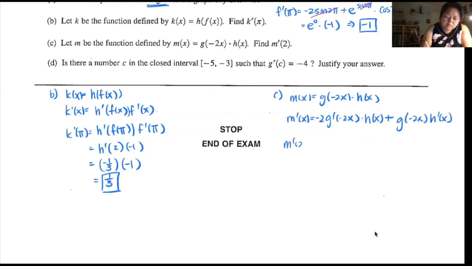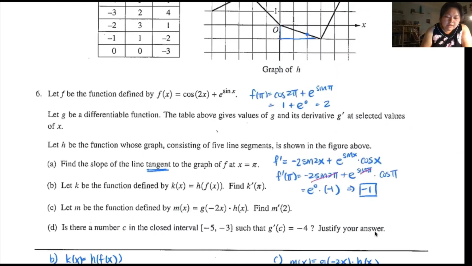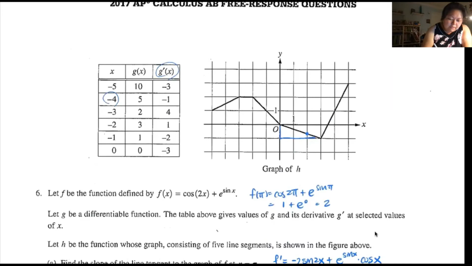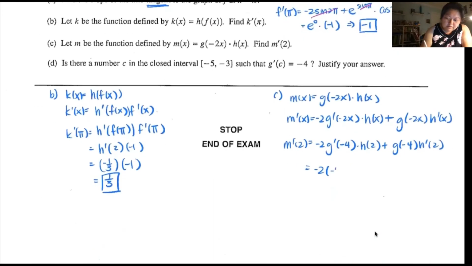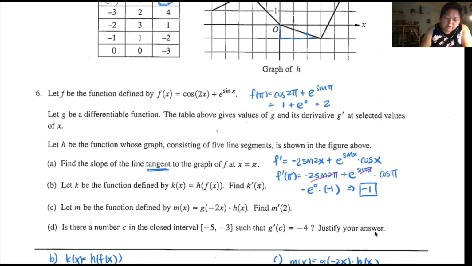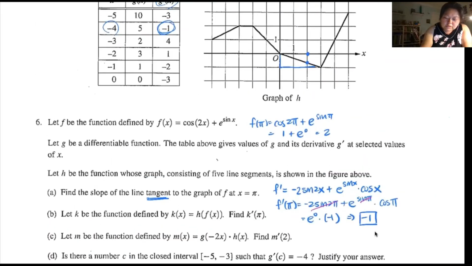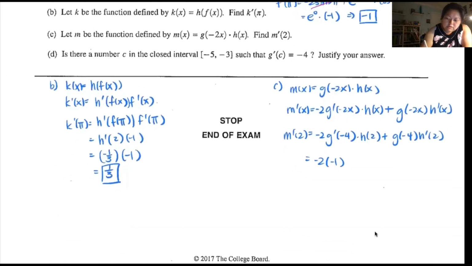M prime of 2 equals negative 2 times g prime of negative 4, because I plug in the 2, times h of 2, plus g of negative 4 times h prime of 2. So what is g prime of negative 4? Looking at the table, g prime of negative 4 is negative 1. So that's times negative 1. H of 2, so the value at 2 is here. What is that value? Well, we know our slope is down 1 over 3, so that value is negative 2/3.